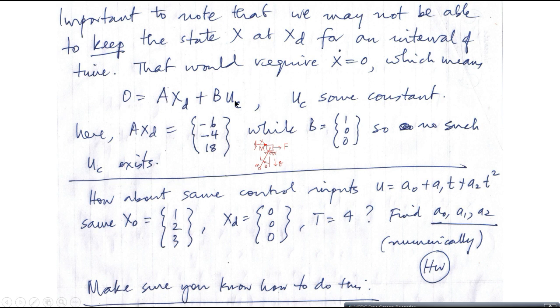That means A xd plus B uc must be 0. Now remember, for arbitrary u, if A is invertible, then you can solve for xd, but we are not doing that. Here xd is specified, B has just one column, u has to be chosen. So in general A xd will not be parallel to B, and there will be no such uc.